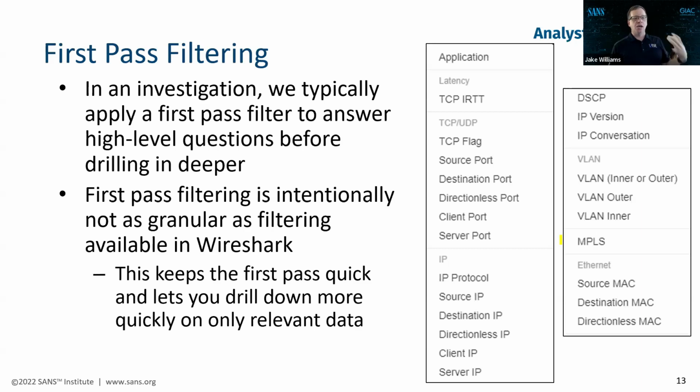Endace has tons of filters that you can apply, including VLAN tags. This is absolutely huge if you're sitting on a trunk line. That's a huge one for me as well. But again, being able to go in and make a quick first pass cut is going to rapidly increase the speed of the investigation going forward.